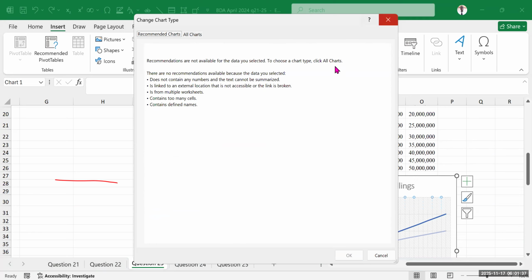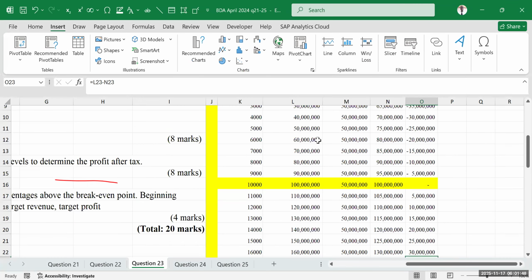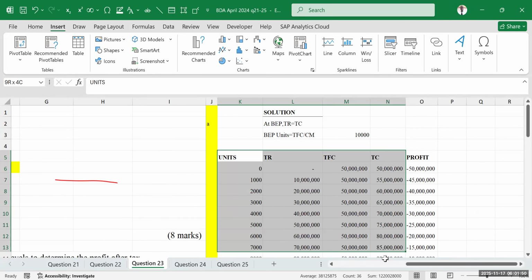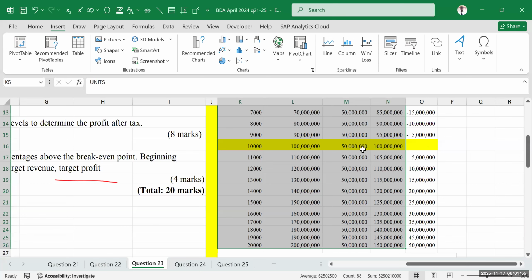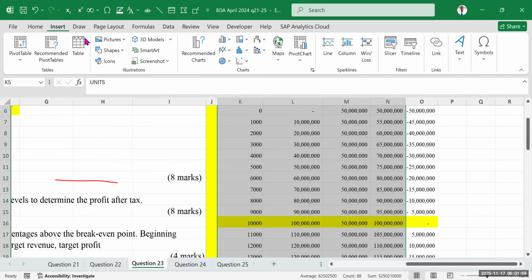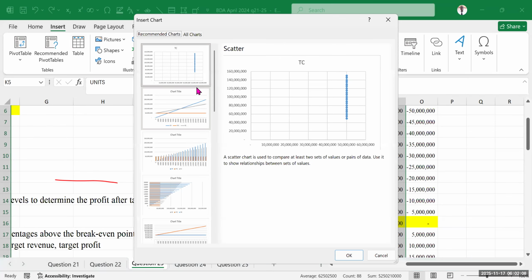Yes. Now for you to get recommended charts, you have to select the data that you need. So for my case, now, for example, I select. That's why I told you, members, you have to select first. The reason for selecting is you're already telling Excel that now, when I go to insert, immediately you click on that chart, like recommended, or you just click on all of them, it will recommend for you because you've given it a range.